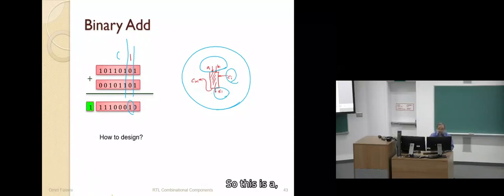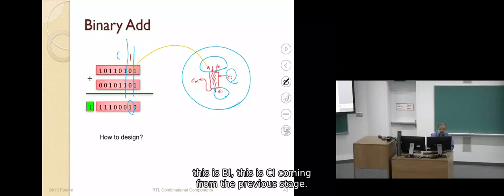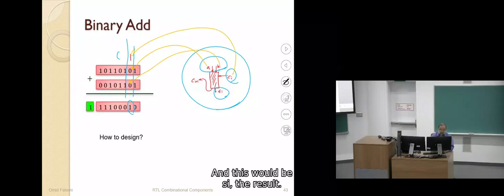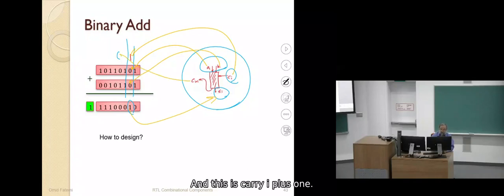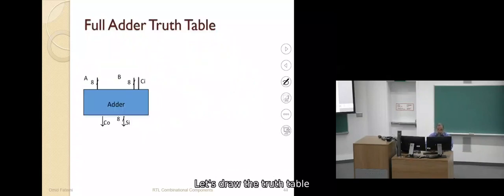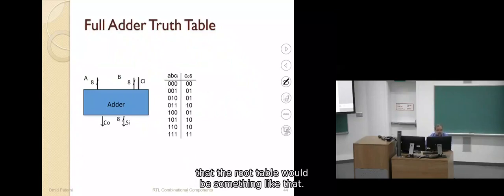So this is AI, this is BI, this is CI coming from the previous stage, and this would be SI, the result, and this is carry I plus 1. The next carry goes for the next digit. Okay, so easy. A component with 3 inputs, 2 outputs. Let's draw the truth table. So the truth table would be something like that.